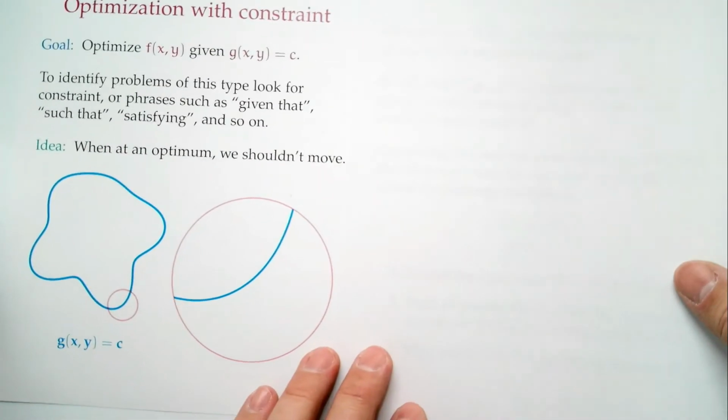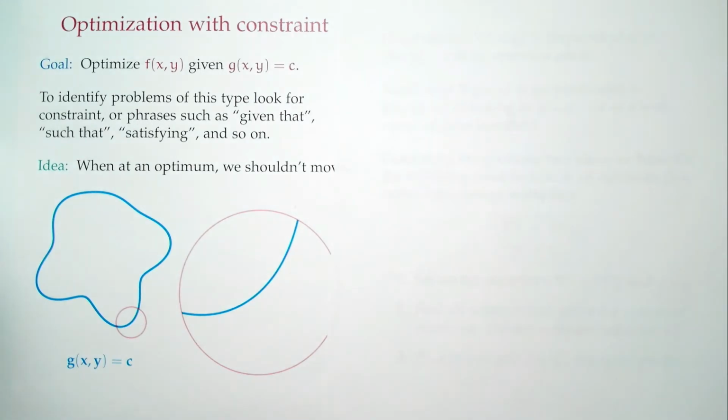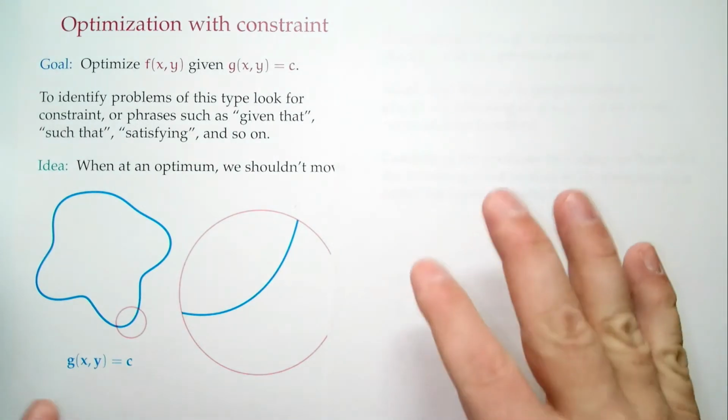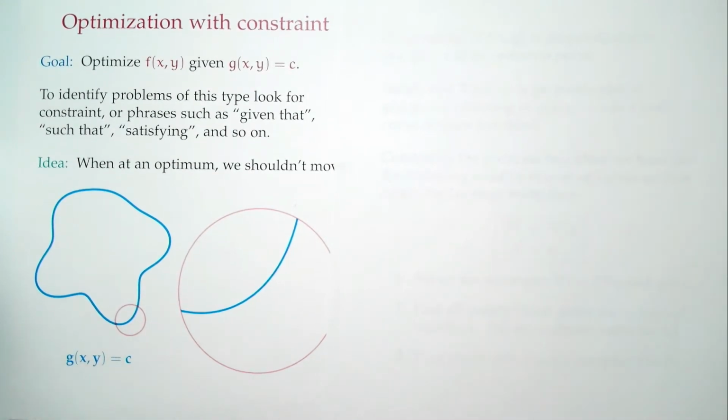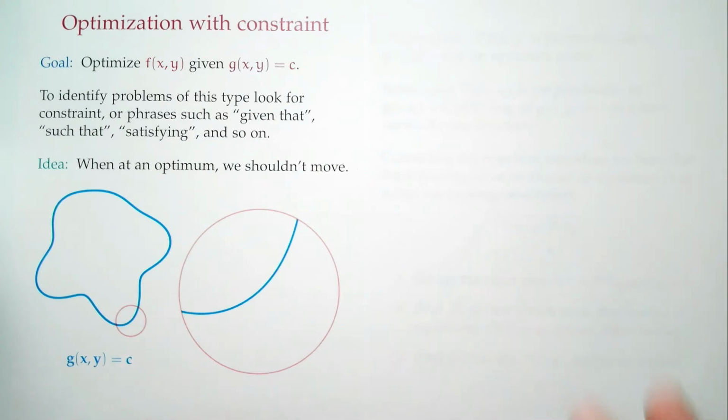So now on to today's real topic: optimization. Well, we've been doing optimization, but this is a different kind of optimization. Namely, we're going to look at optimization with a constraint. We want to find the optimized value for f of x, y. In other words, I'm looking for the maximum or minimum value of f of x, y, and there's a constraint: g of x, y equals c.